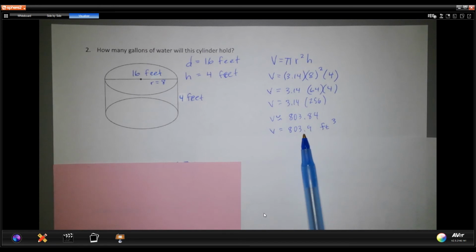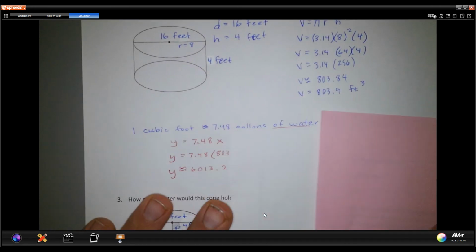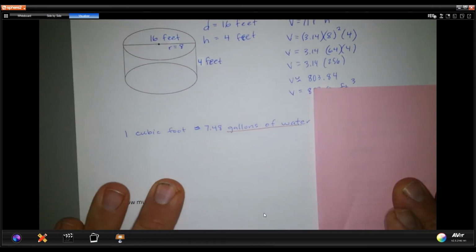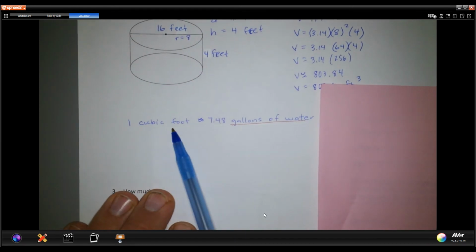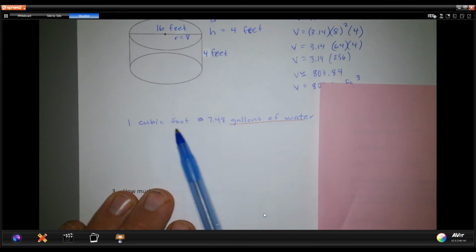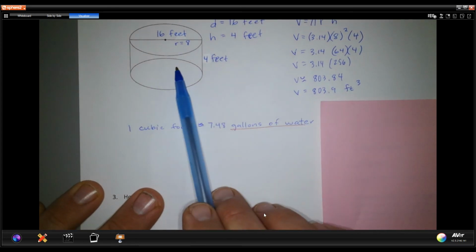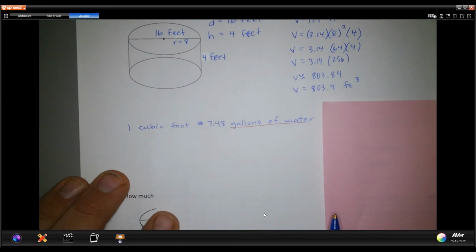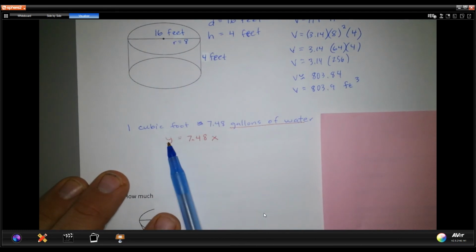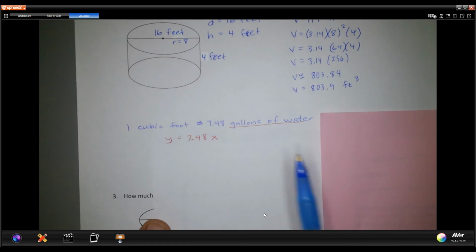I keep bringing up the dry volume because there's a big difference between dry volume and wet volume, and here's where it is. When we're talking about a wet volume, every single cubic foot of space is equal to 7 and 4/800 gallons of water. That's 7.5 gallons of water for every cubic foot of space. What that means is if we want to find out how much water fits inside of this cylinder, we're going to have to take an equation where the total gallons of water is equal to 7.5 gallons per cubic foot of dry volume.